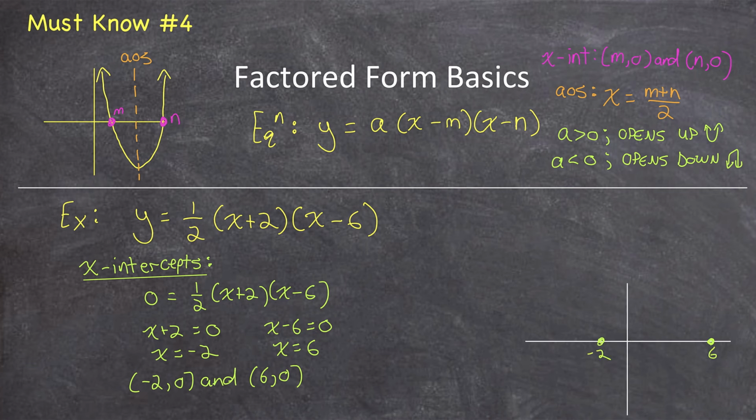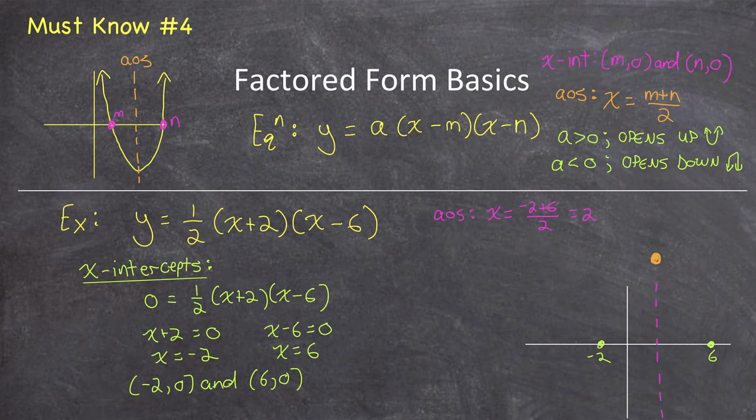Now, if I was interested in the axis of symmetry, I know it's going to be right in the middle of these x-intercepts. I can find the middle of negative 2 and 6 by adding them and dividing by 2. So the equation of the axis of symmetry would be x equals (negative 2 plus 6) divided by 2, which is 2. Now, the vertex of this parabola is going to fall somewhere on this axis of symmetry. So I know its x-coordinate is going to be 2.